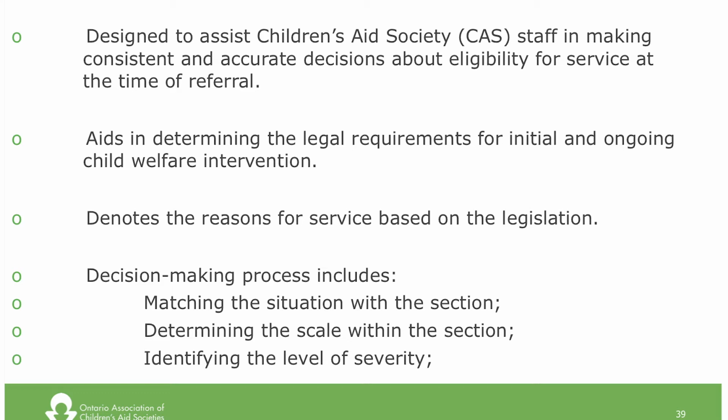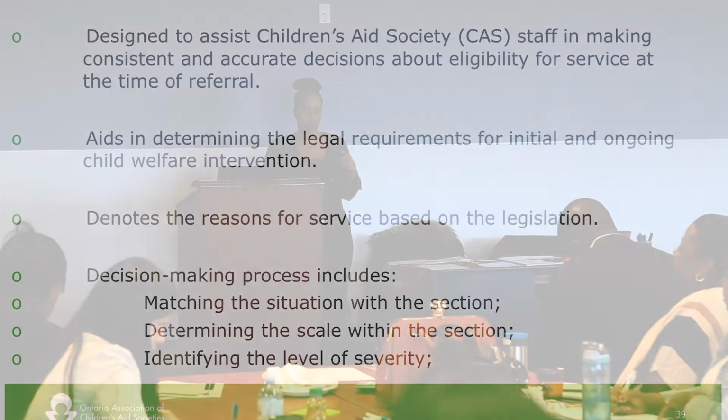It aids in determining the legal requirements for the initial and ongoing investigations for a child and the intervention levels, and it denotes the reasons for service based on legislation. There are 3 parts to it: matching a situation to a section, determining the scale, and then identifying the level of severity. So this is what it looks like. It's pretty clear to read.